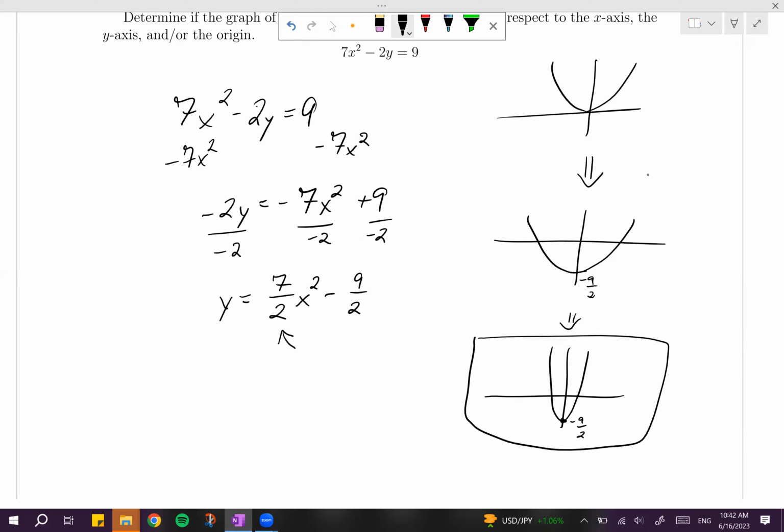It's not symmetric about the x-axis because there's not another point right here that looks like it. But it is symmetric about the y-axis because for every point over here, there's a point over here, all the way up and all the way down. So it's only symmetric about the y-axis.